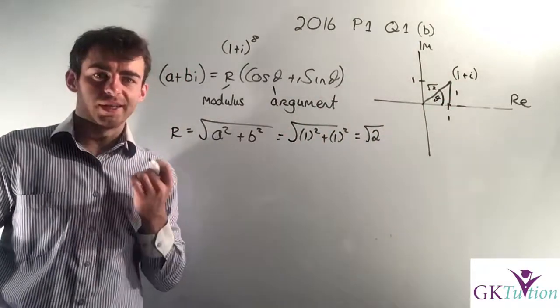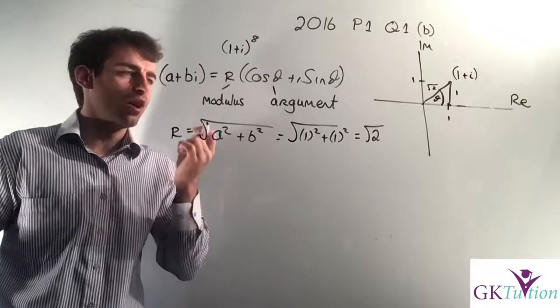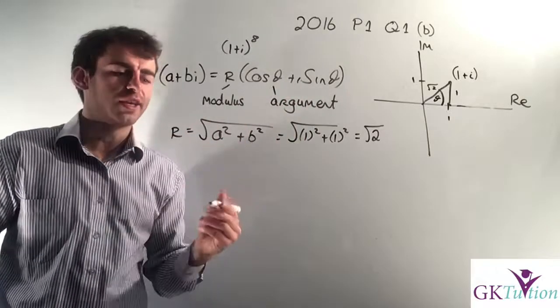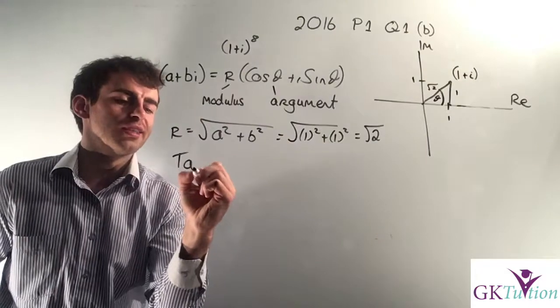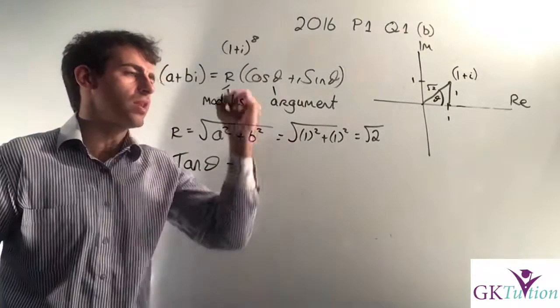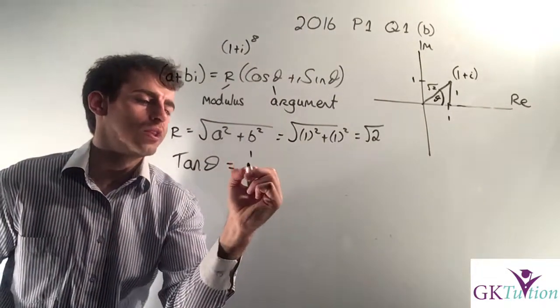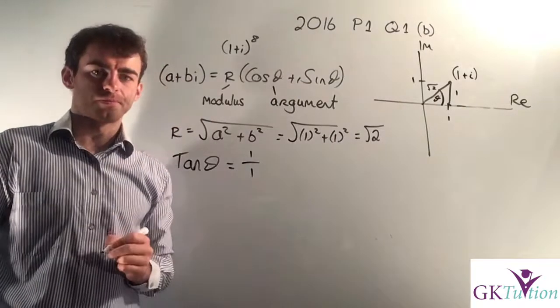If I know the opposite and the adjacent, I can use the tan of the angle. I can use my tan to find the angle. So in other words, I can say that the tan of theta is equal to the opposite over the adjacent, which in this case is 1 over 1.